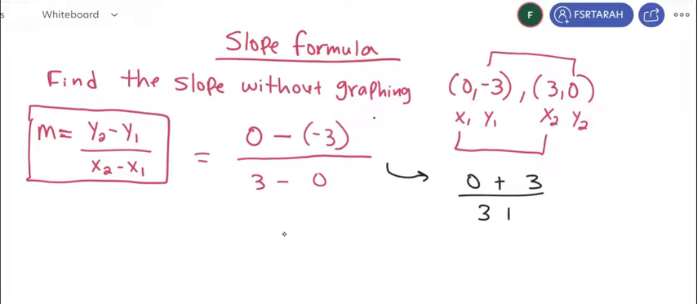And it'll be just plus, it'll be plus 0, but 0 doesn't have a sign. So it's just like plus 0. So it's 3 over 3, which is 1. So our slope for this problem is just simply 1.